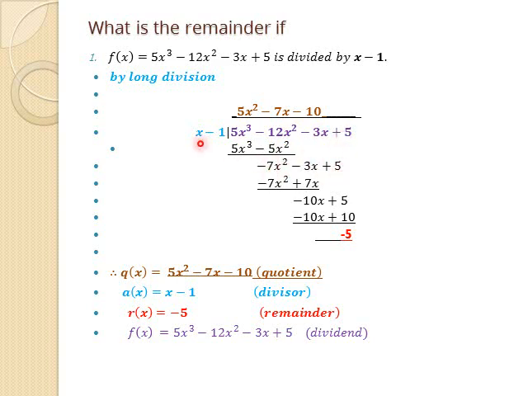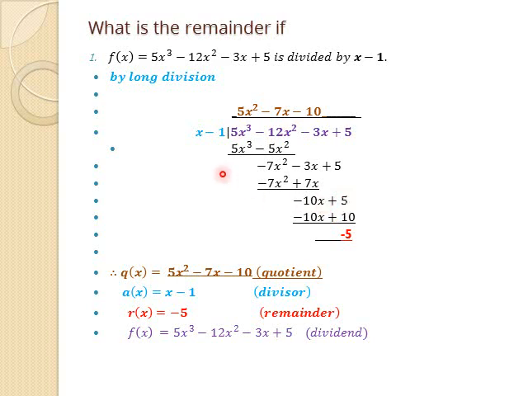Now what times x would give me minus 7x squared? That is minus 7x. So negative 7x times x gives me negative 7x squared. Negative 7x times negative 1 would give me plus 7x. Negative 7x squared minus negative 7x squared becomes 0. Minus 3x minus 7x would give me minus 10x. Carry 5 down, plus 5.